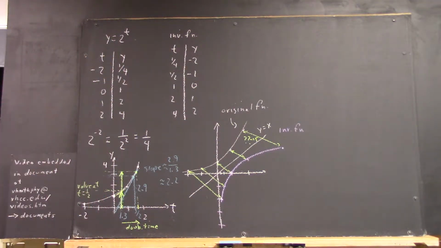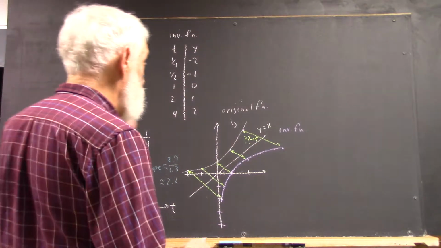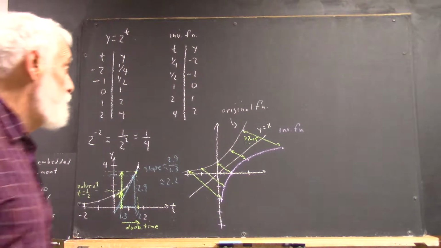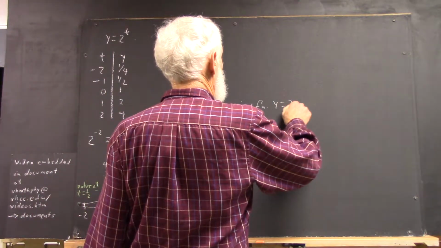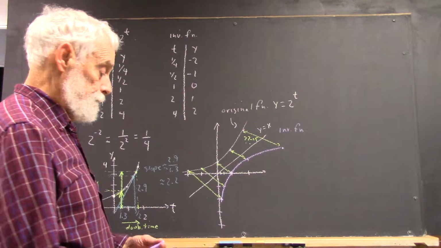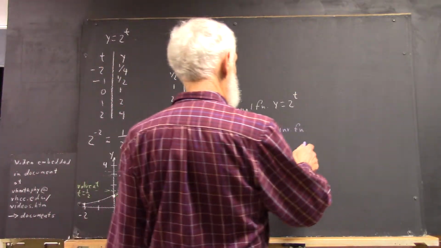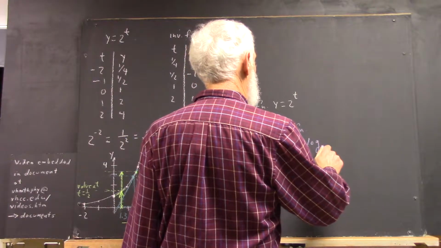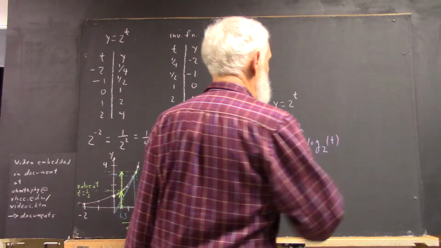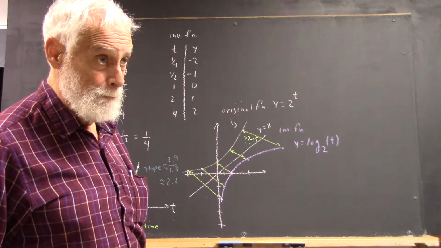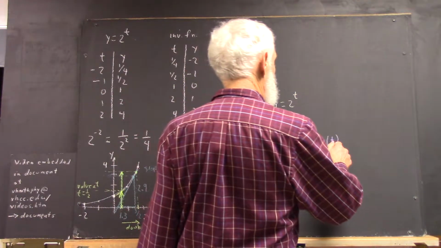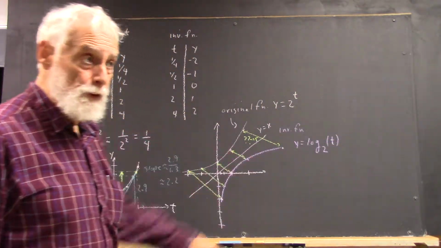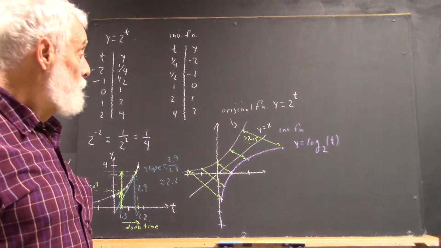Now this function that you get, the inverse function, is the logarithm function. The original function is y equals 2 to the t. The inverse function is y equals log base 2 of t. Okay? And the base 2 log is somewhat important.